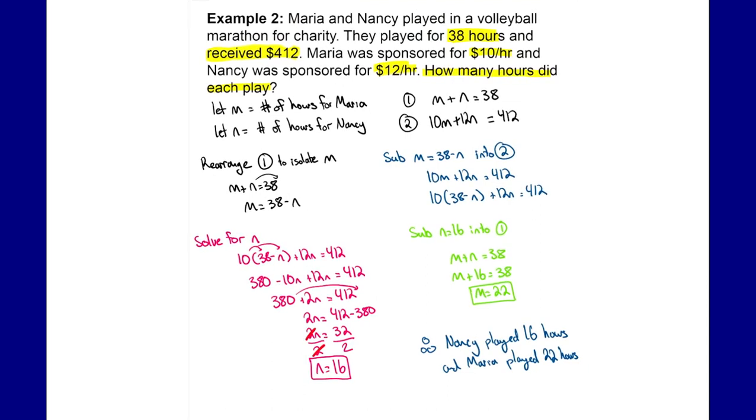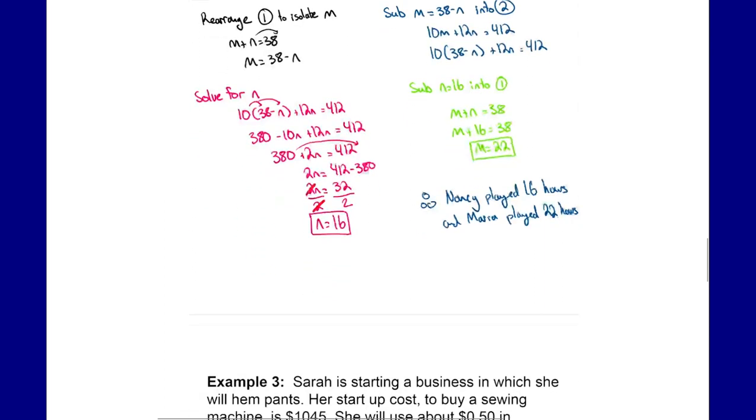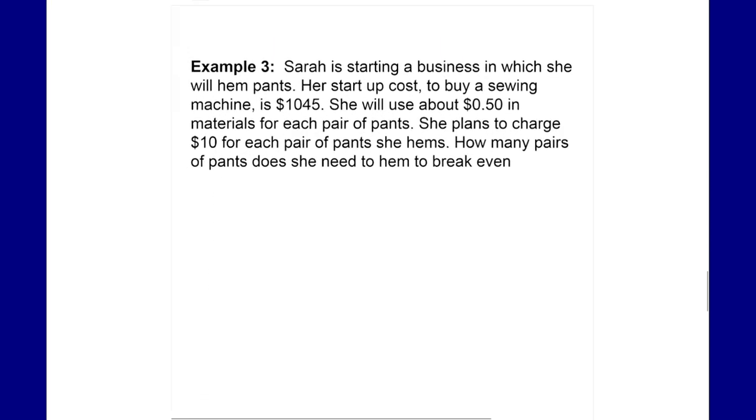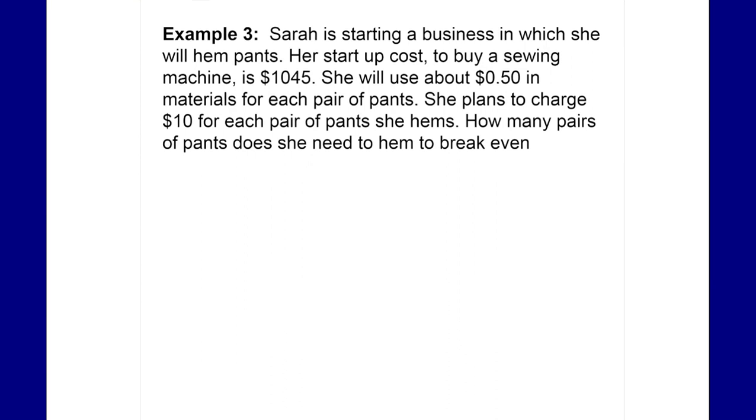So that would be using the method of solving a linear system by substitution to help us answer this question. One more example, very similar to the other one that we just did. It's a word problem, so we're going to go through and solve in a similar way. Let's read the question first.